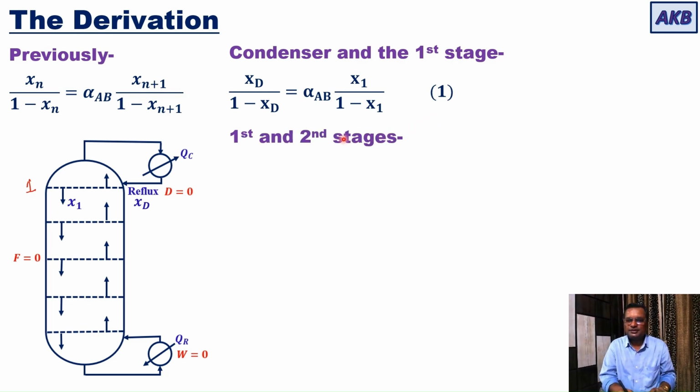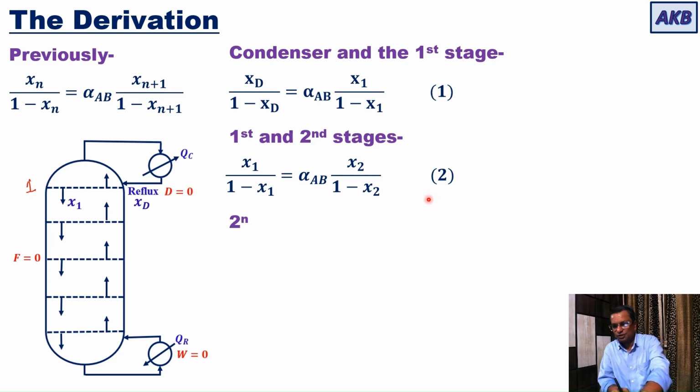Next, I will consider the first and second stages. On the left hand side, you will have information for the first stage, and on the right hand side, you will have information for the second stage. So the equation will now be written as X1 divided by 1 minus X1 is equal to alpha AB into X2 upon 1 minus X2. I am calling it equation number 2.